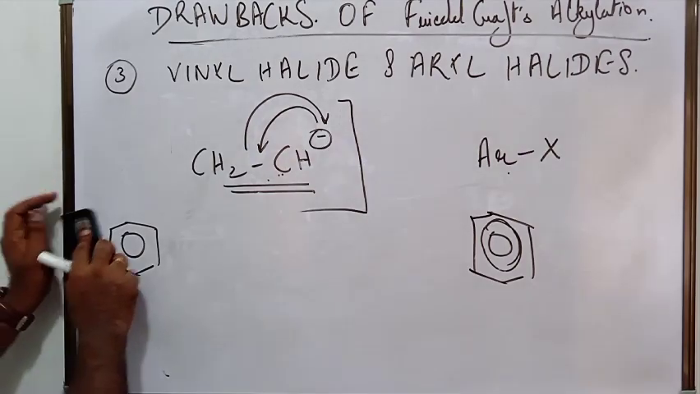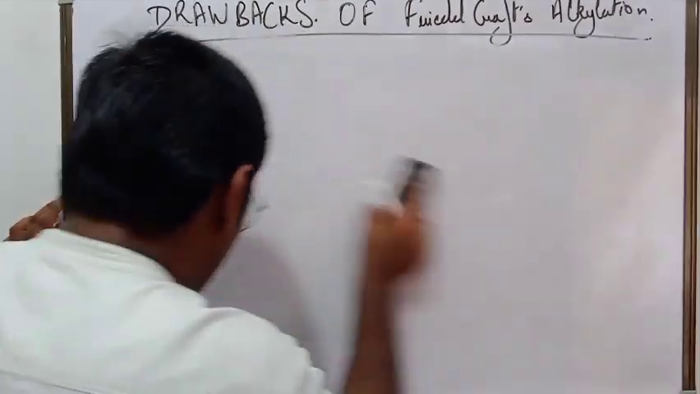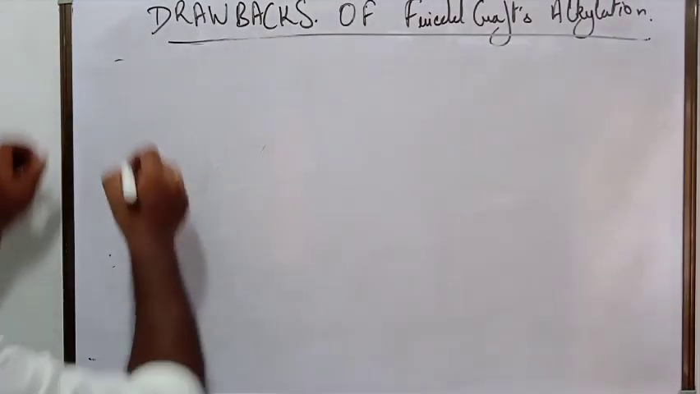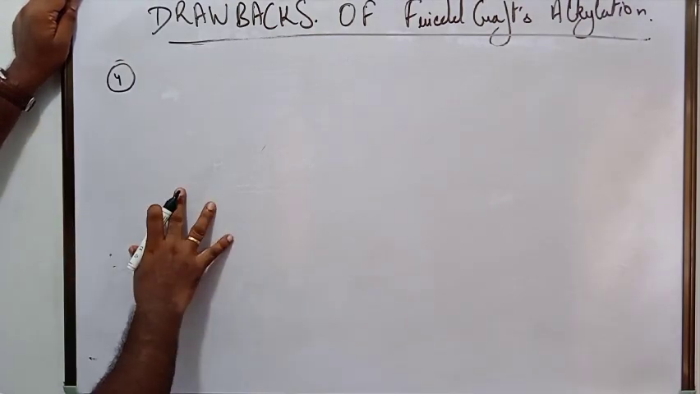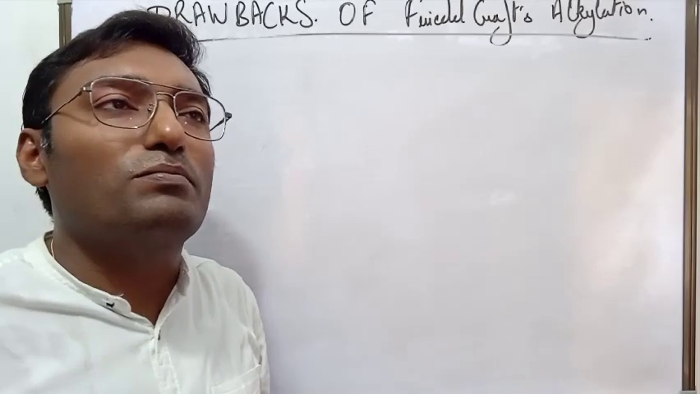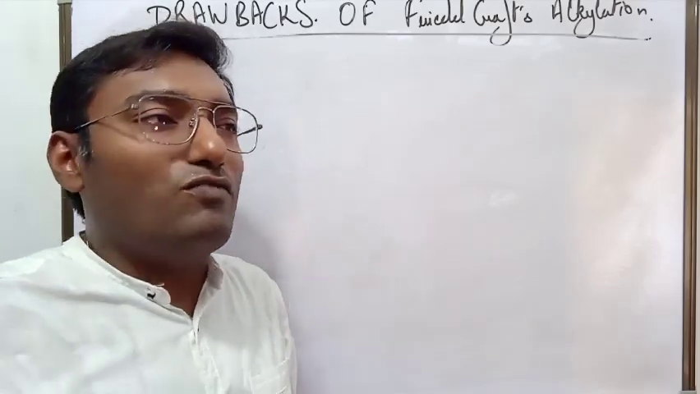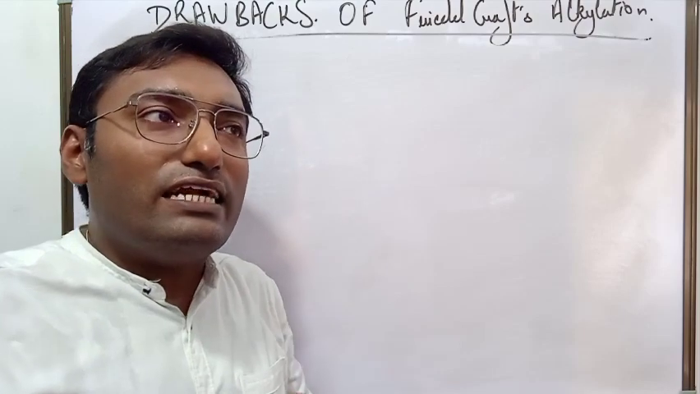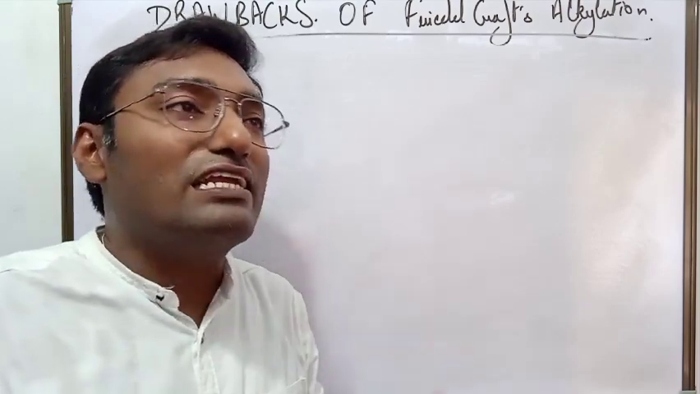What is the fourth drawback? Let us see. The fourth drawback is that Friedel-Crafts alkylation reaction is only possible for methyl halide as well as ethyl halide. For alkyl halides greater than ethyl groups, it is not possible because skeletal rearrangement takes place.